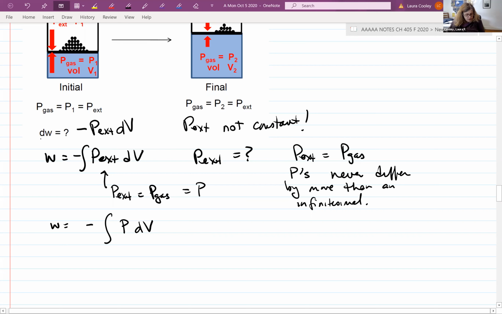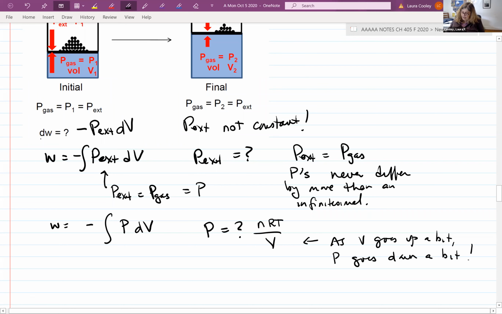What is that pressure equal to? Well, it's equal to nRT over V. Whenever the volume goes up a little, the pressure goes down a little. Okay, so I can say W is minus the integral of nRT over V dV.